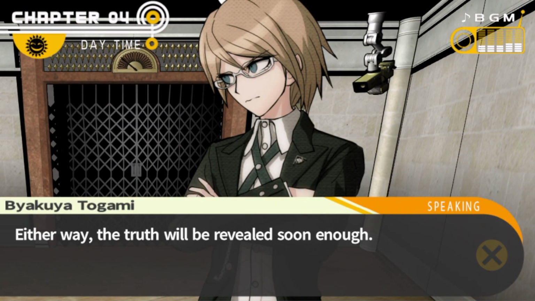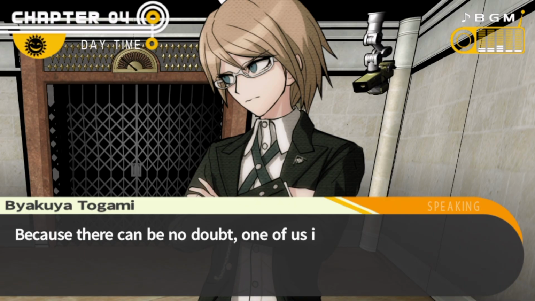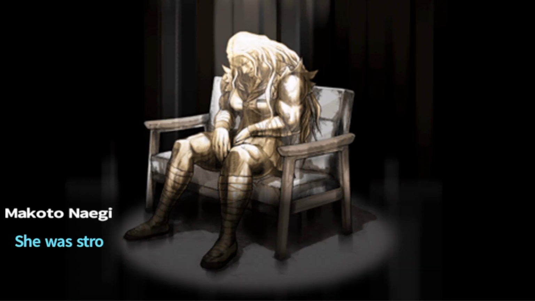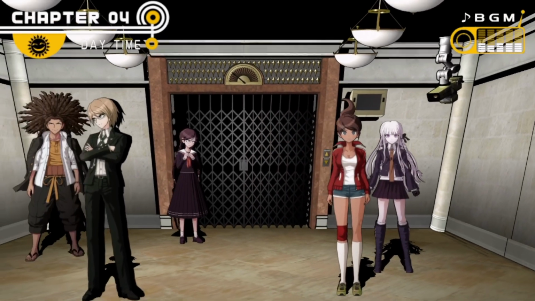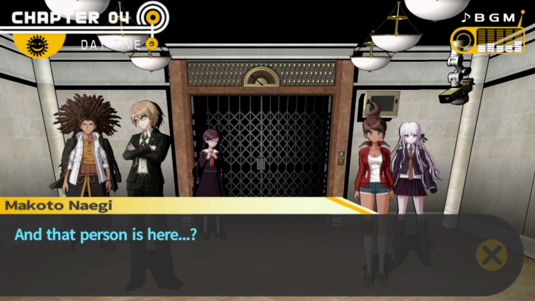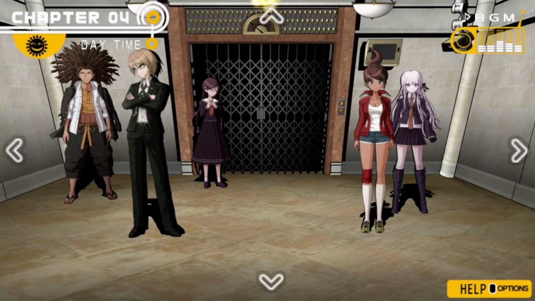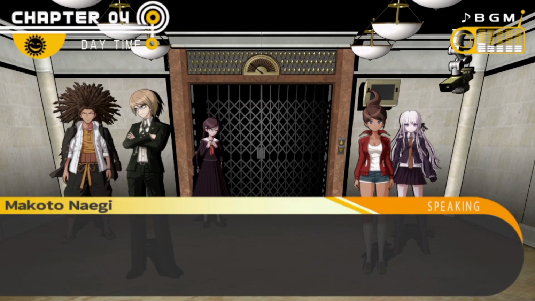Either way, the truth will be revealed soon enough. Because there can be no doubt one of us is the culprit. The killer, the one that murdered Sakura. She was stronger than anyone I know, and yet someone killed her. And that person is here? That person is one of us. One of us. Come on, it's time to put an end to this.